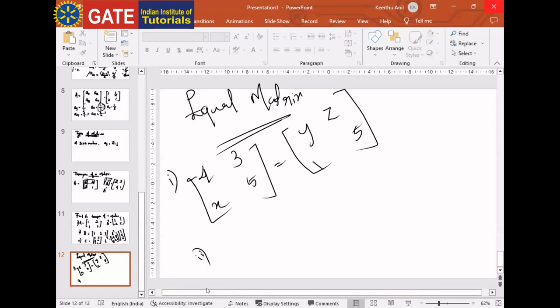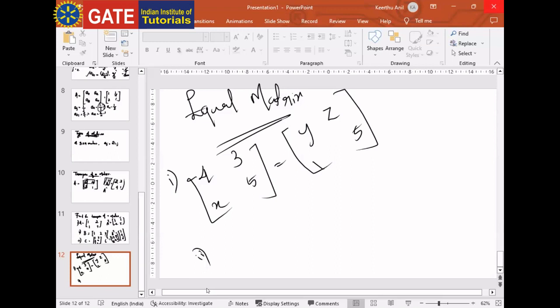Getting it? Just have to equate between the two. Elements will be same only. So the value of 4 will be equal to the value of y. First do first. The value of 3 will be equal to the value of z. Now the value of x will be equal to 1, and 5 will be equal to 5. Okay. Similarly, we'll be able to find the values using the matrix. Got it? Clear? Any doubt? No doubts, right? Can we go forward to the next question?